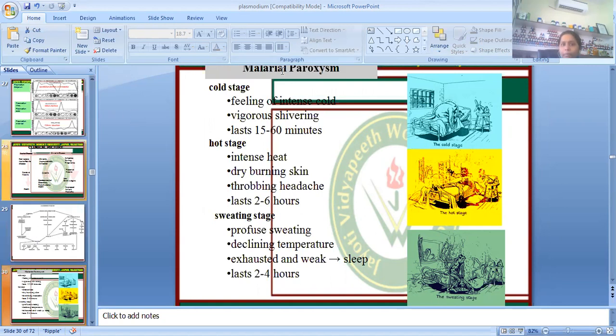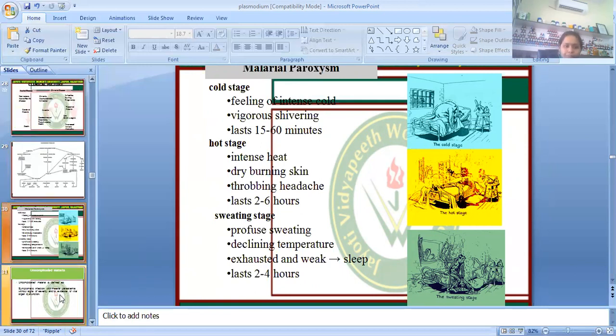Now the malaria paroxysm has 3 stages. I already told you there is a cold stage which causes a feeling of intense cold, and vigorous shivering is there, which lasts around 15 to 20 minutes. Then the hot stage, with intense heat, dry burning skin, throbbing headache, lasts for 2 to 6 hours. Then there is a sweating stage, with profuse sweating and declining temperature, and the exhausted person is so weak and exhausted; this will last around 2 to 4 hours. And then after that there is a comatose sleep.